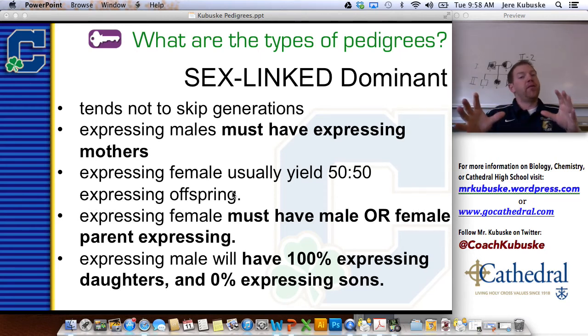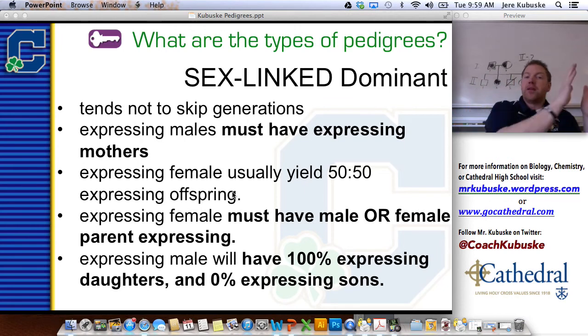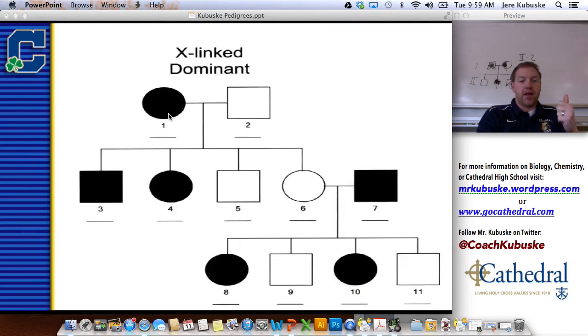Because if you remember, if it's sex-linked recessive, mom doesn't have to show the trait. We call her a carrier, but she can give the trait on to her little boys, like when we talk about color blindness and stuff like that. Okay, so here's some other things you can usually follow to see if it's going to be a sex-linked dominant. But let me show you an example. So here's an expressing mother. Here's an expressing son. That tells you right there that this must be a dominant trait.